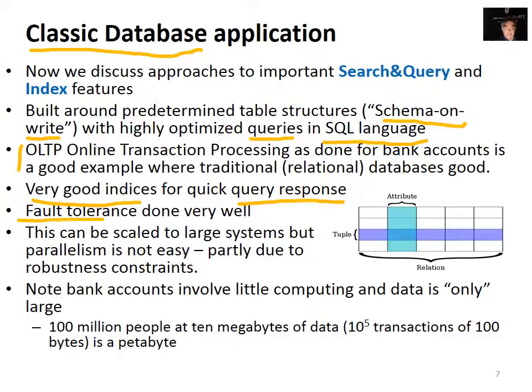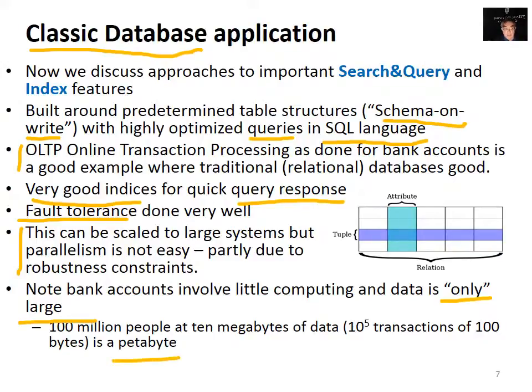And as I mentioned, fault tolerance is absolutely essential. And although you can scale this to pretty large systems, these robustness constraints lead to difficulties with parallelism. And the data here is large, but possibly not super large. Here I pointed out 100 million people at 10 megabytes of data is a petabyte, which is not, given you have 100 million people, an enormous amount of data.